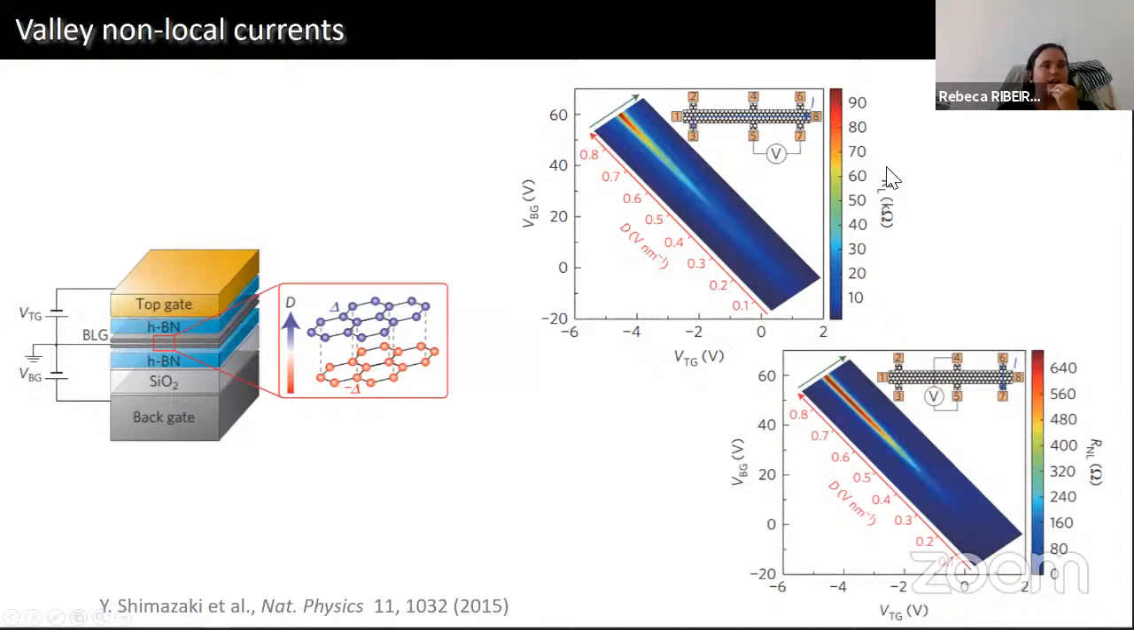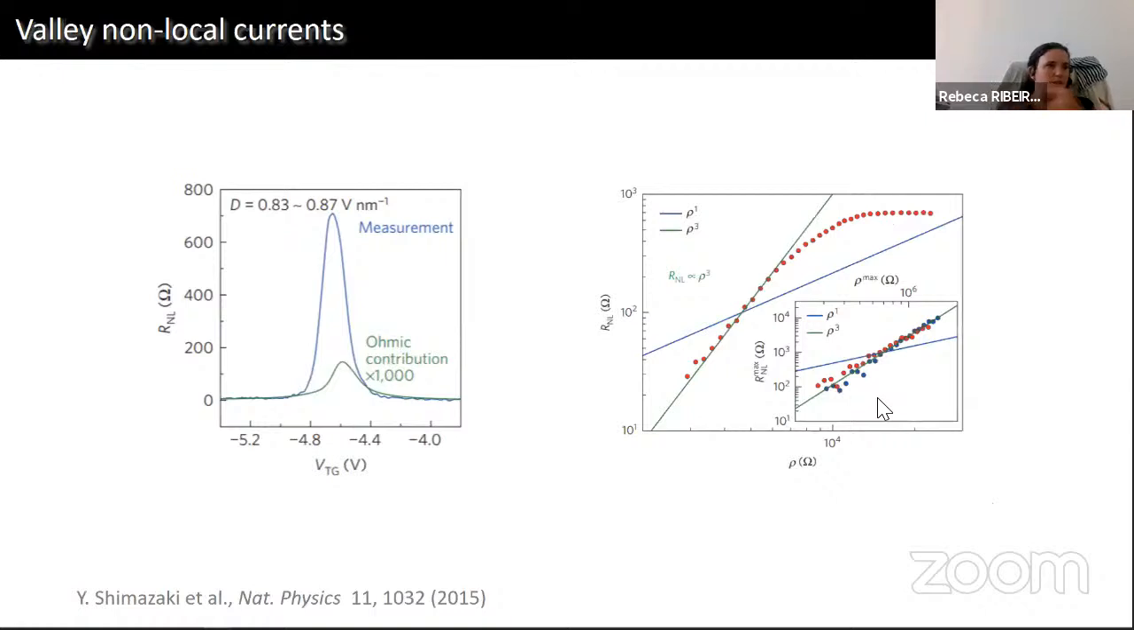But you can notice the first thing is that our non-local resistance is very high, it goes up to 90 kilo-ohms, while the local resistance is very low, it only goes to about 600 ohms. So the direct relation between the opening of the energy gap and the observation of this non-local resistance led you to think that this might be related to the breaking of the inversion symmetry and the opening of this energy gap. And in fact, if you see once again, the ohmic contribution of the local resistance is really negligible compared to the non-local resistance.